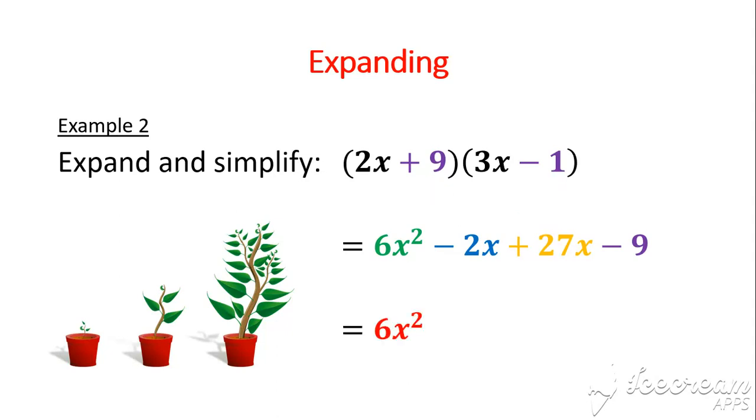Now we simplify. The 6x squared is the only expression with an x squared in it. The minus 2x plus 27x is the same as going 27 minus 2x, which leaves us 25x. So we write down plus 25x. And the subtract 9 is all by itself.